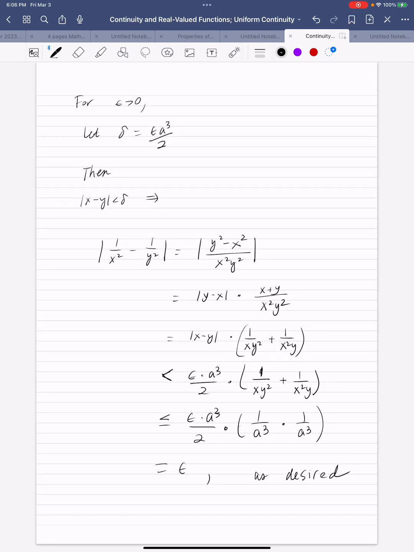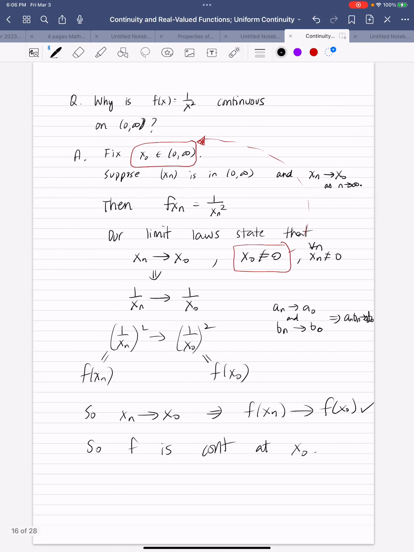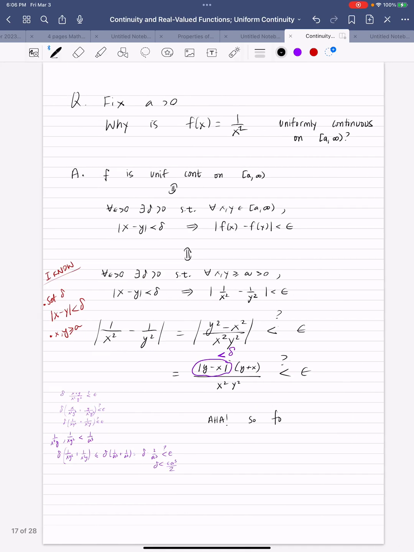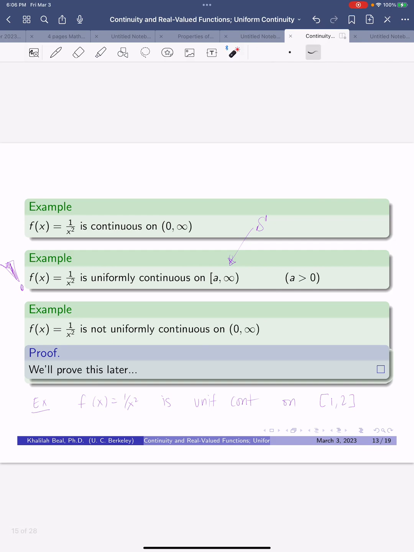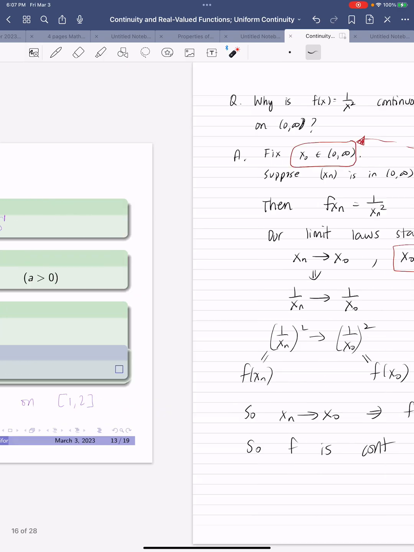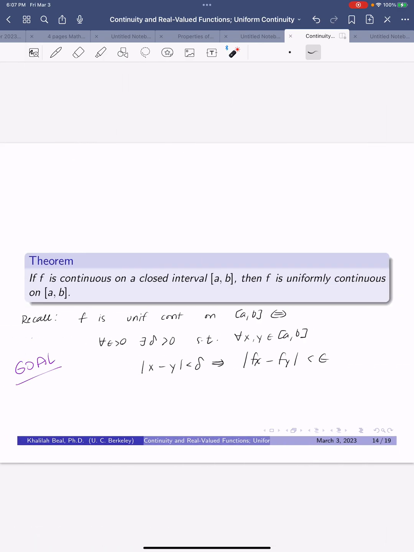Okay? So we've shown that 1 over x squared is uniformly continuous on this domain, even though this domain is not bounded. And we have the theorem that says if you have a function that's continuous on a closed and bounded interval, then f is uniformly continuous. Okay? All right, that's it.